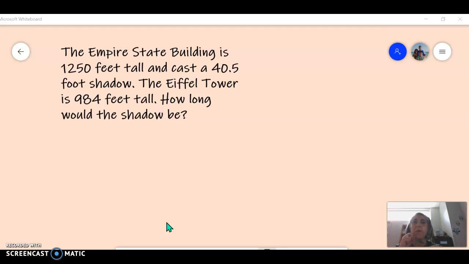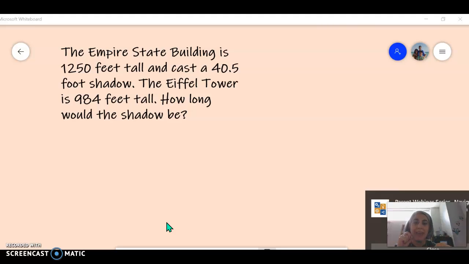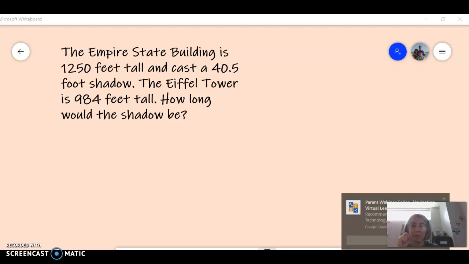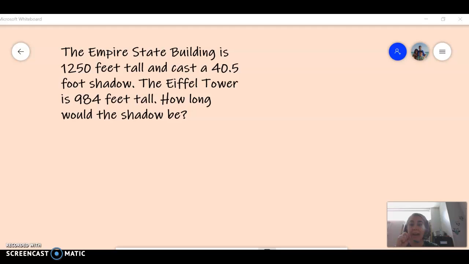The problem is in your Pear Deck, and it says the Empire State Building is 1,250 feet tall and casts a 40.5 foot shadow. The Eiffel Tower is 984 feet tall. How long would the shadow be?